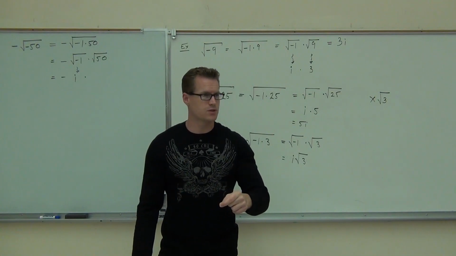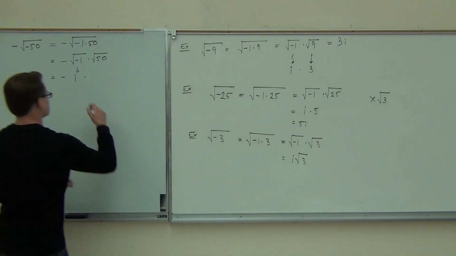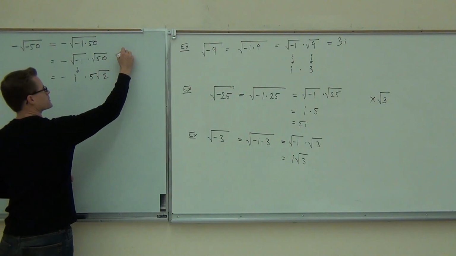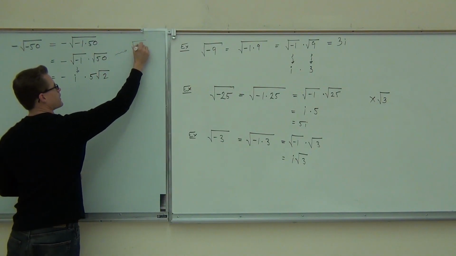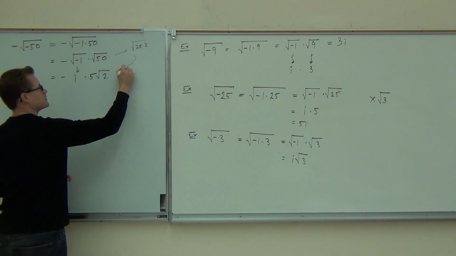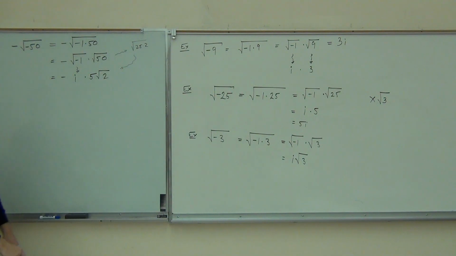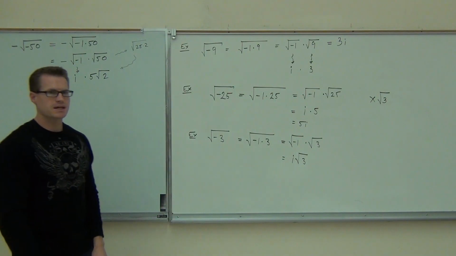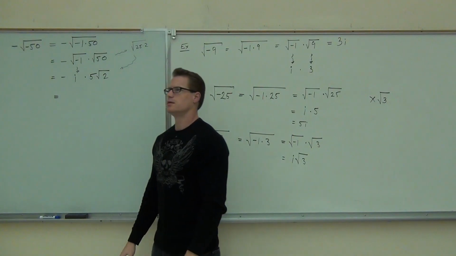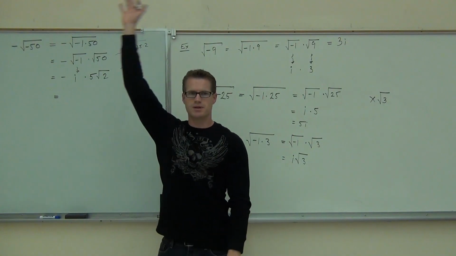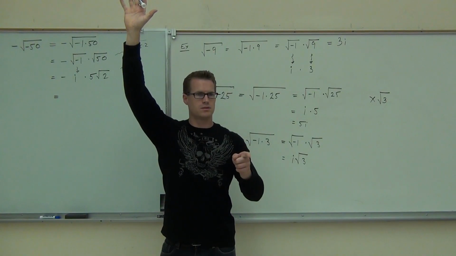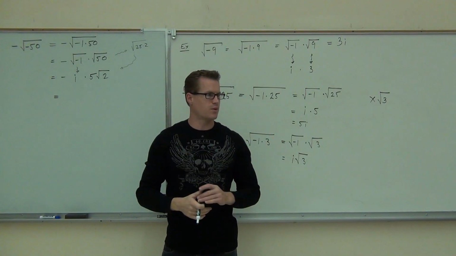Do you see the 5 root 2? Remember, this is square root of 25 times 2. That's where we're getting the 5 root 2. We have negative I times 5 root 2. Raise your hand if you can get down that far on your own. Yes, no? Are there any questions on that before I continue?